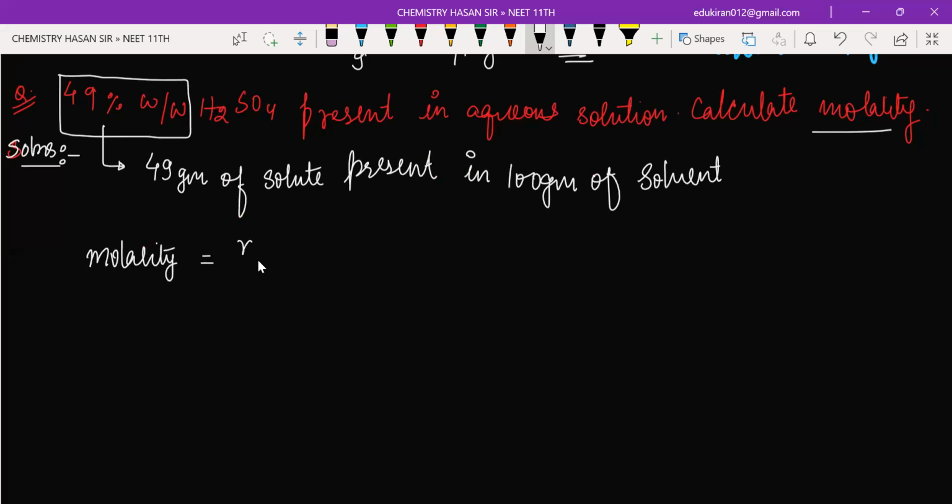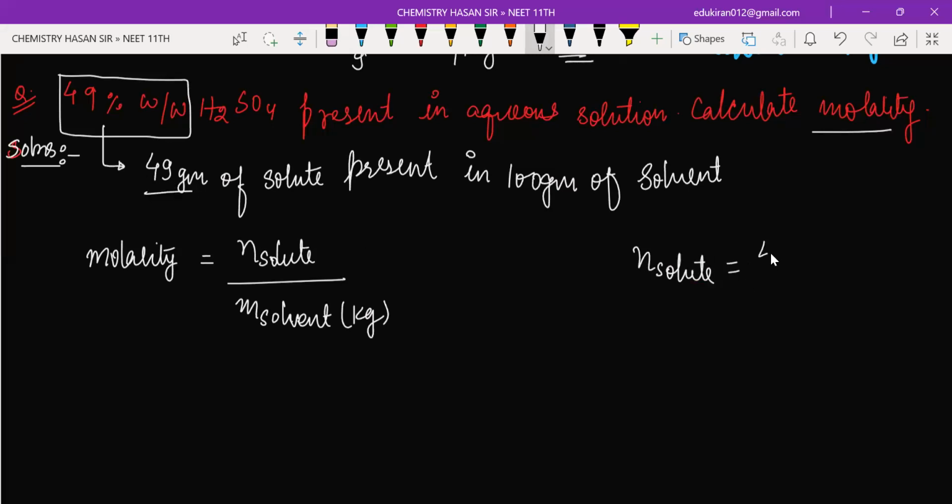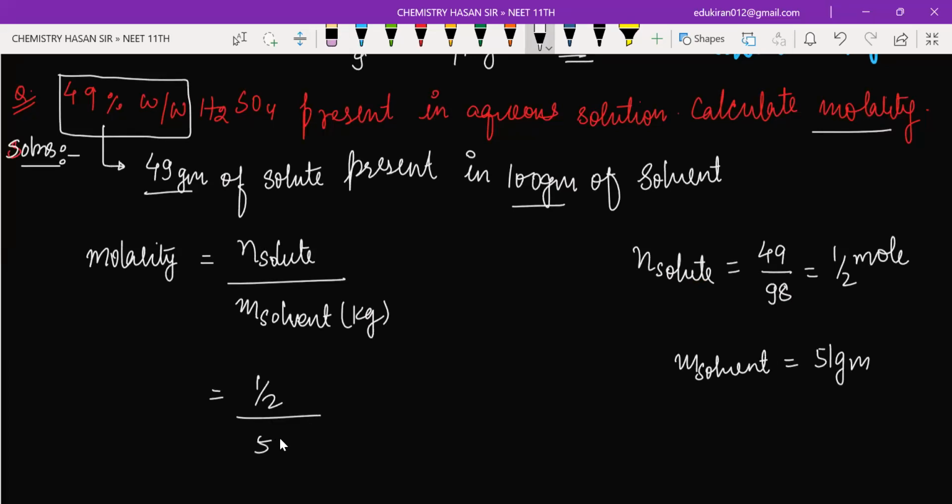Molality is equal to number of moles of solute upon mass of solvent in kg. The number of moles of solute is not given directly. We can use the formula given mass, that is 49 gram, upon molar mass 98. So the number of moles will be 1 by 2 mole. And the mass of solvent will be 100 gram minus 49, that is 51 gram. So you are going to put the value 1 by 2.